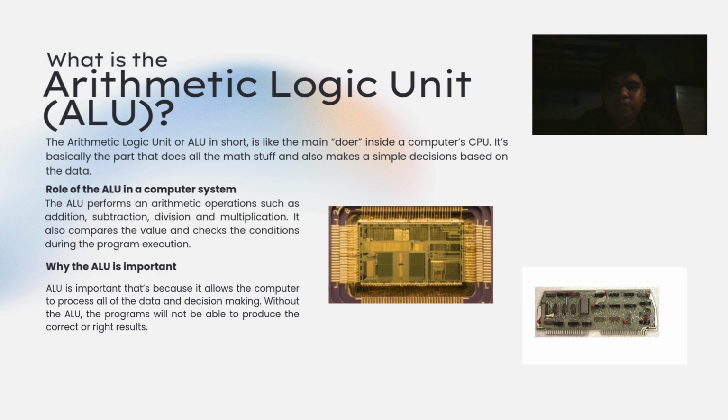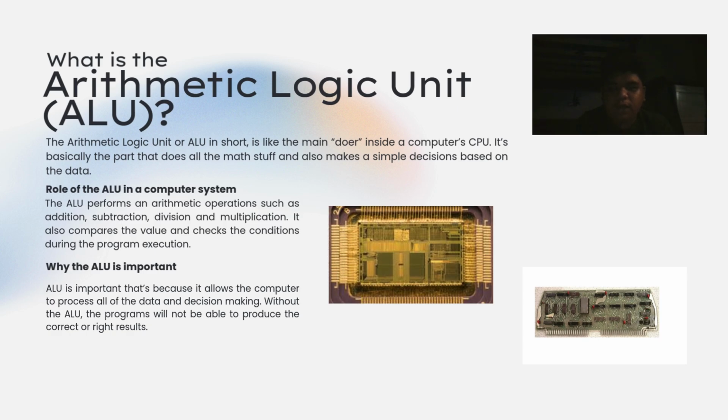It performs the arithmetic operations such as addition, subtraction, multiplication, and division. So aside from the calculations, the ALU can also compare values and check the conditions which are needed when the program is running and making its decisions. The ALU is also important because it allows the computer to properly process data and execute the instructions correctly.